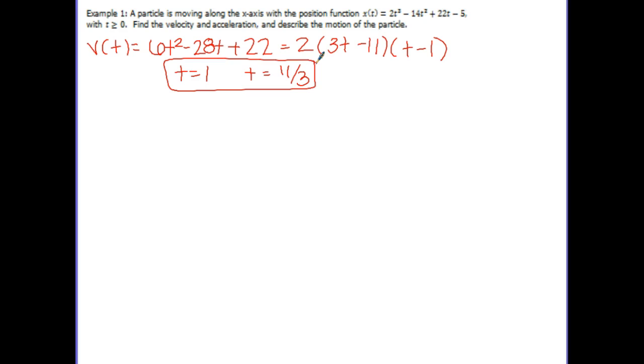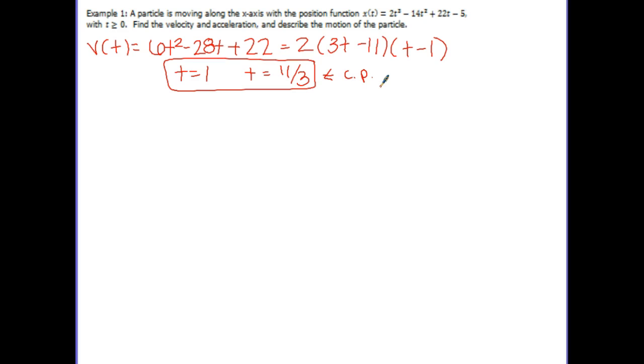Alright, so velocity, we get t equals 1 and t equals 11/3. So those 2 points are points we need to consider. They are considered critical points. A critical point is potentially an extrema. So it does not have to be an extrema. A critical point does not have to be, but could be. So typically critical points will be change in direction.